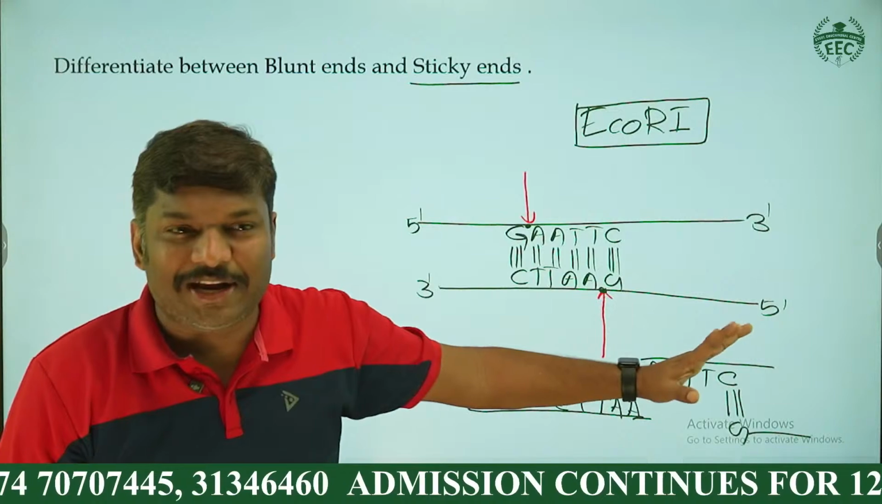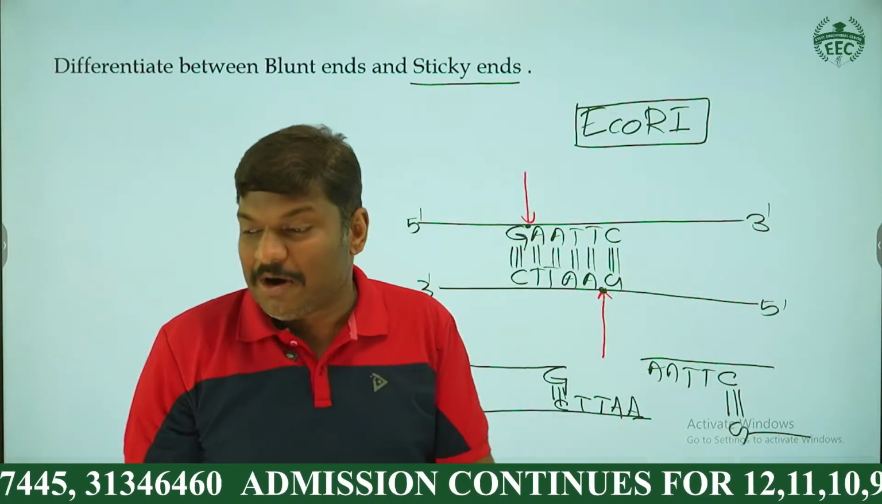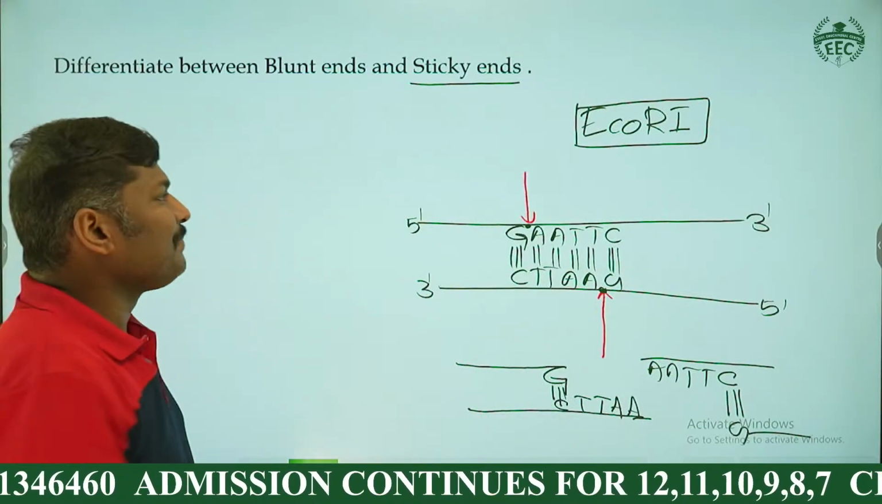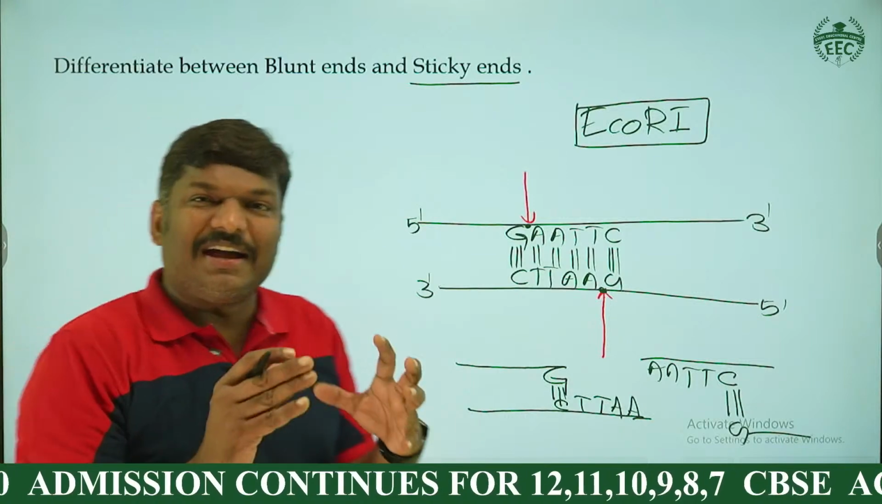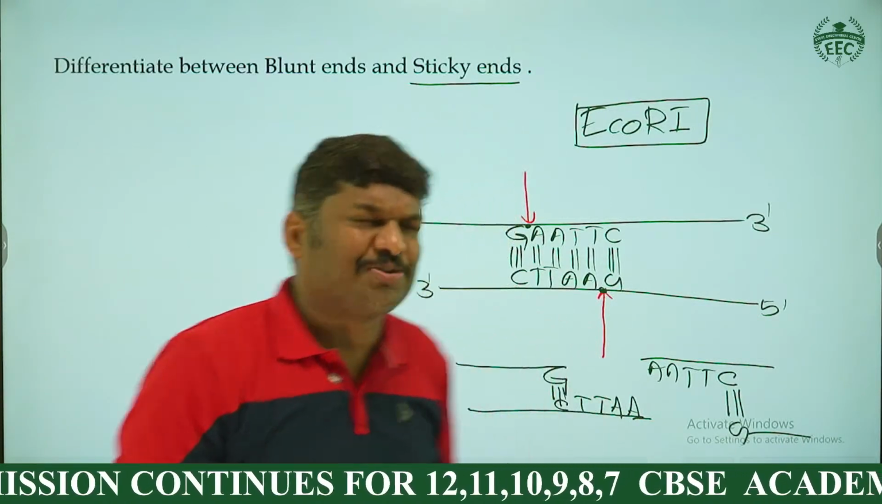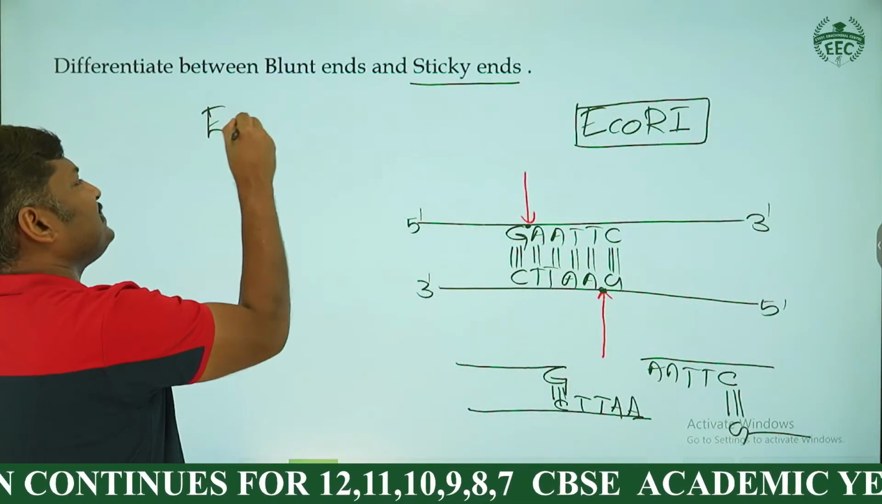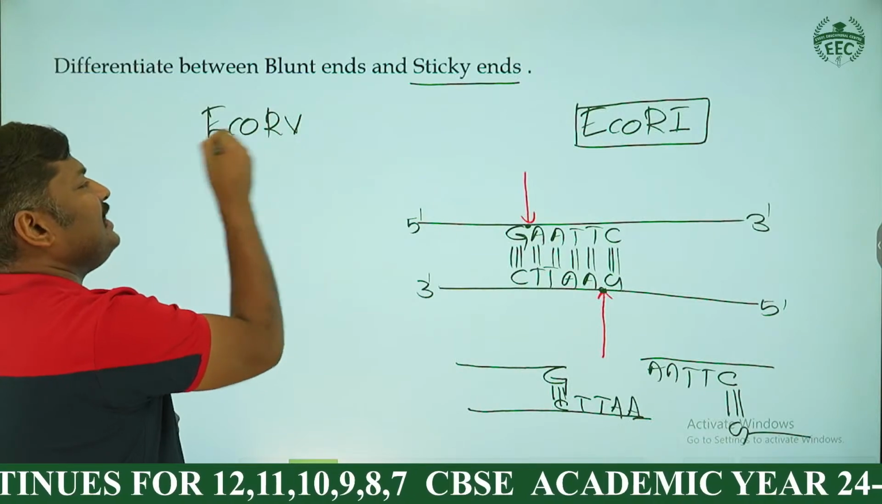And this is the biotechnology. This is the sticky end. What do you mean by blunt ends, my dear students? There is no example given in your textbook, but you have to study. There is one example: EcoRV. Easy to study that one.